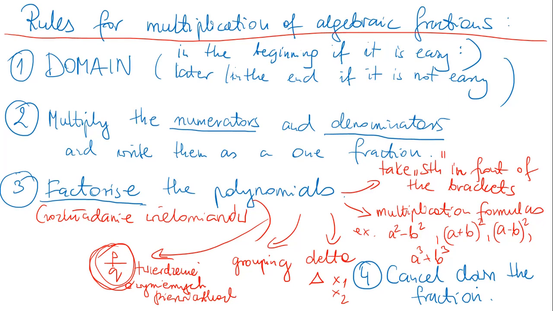Alright, so there we go. These are 4 rules for multiplication. For the division is going to be more or less the same. The only thing that we would have to add here would be change the division into the multiplication by flipping the second fraction. So that will be the only difference that we would have to put like another point here, that we have to flip the second fraction by which we divide.